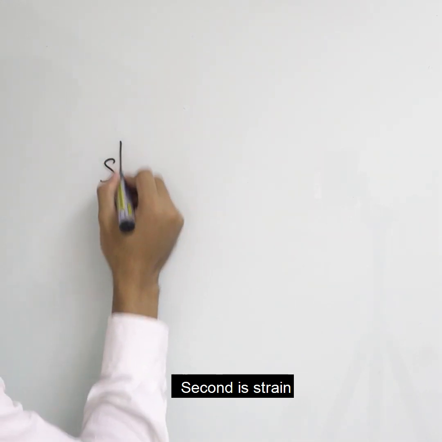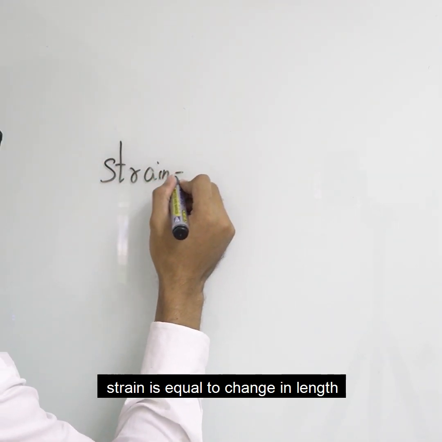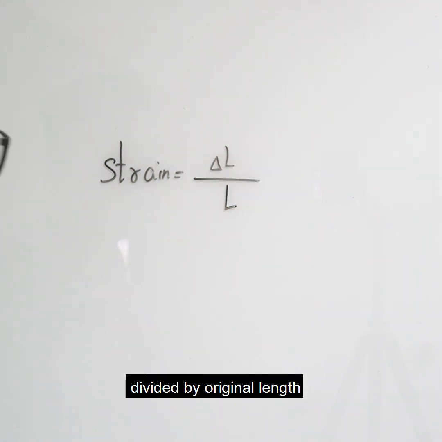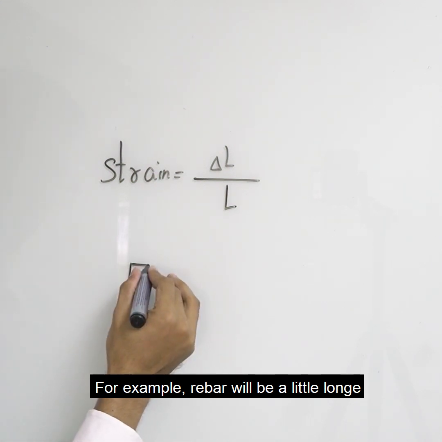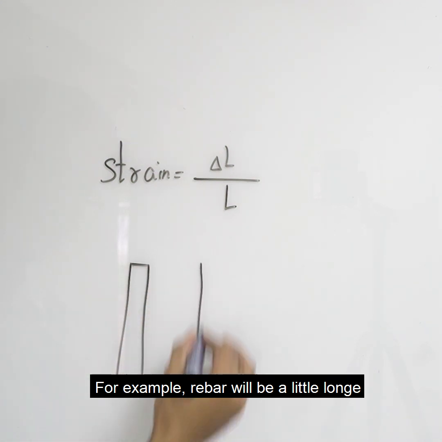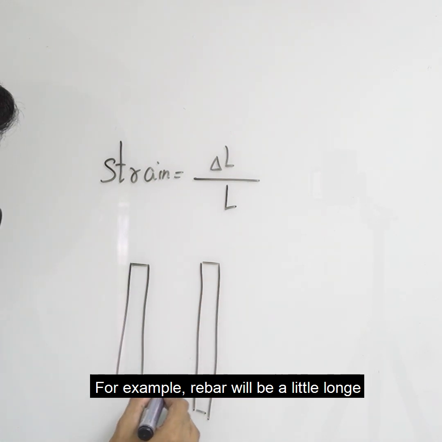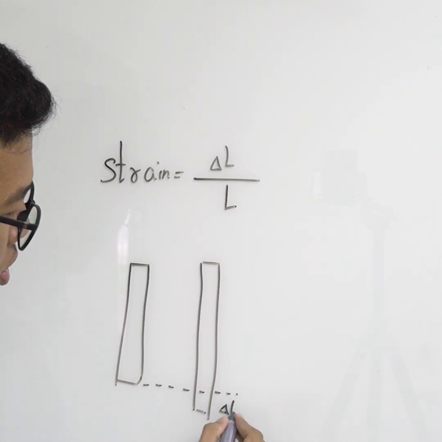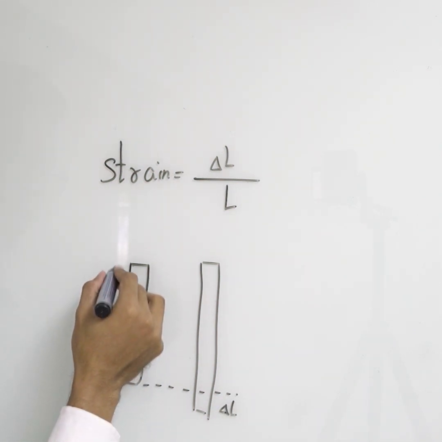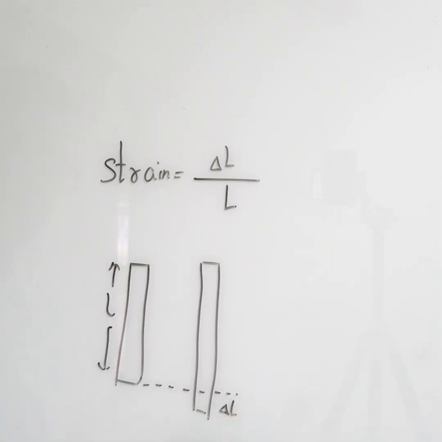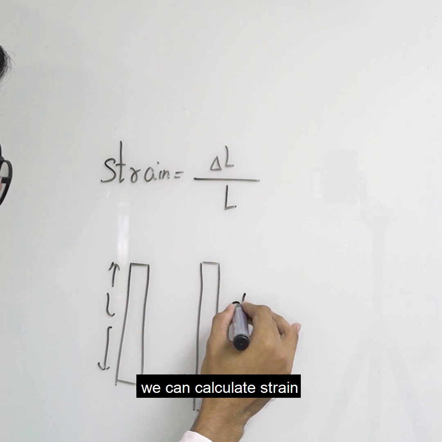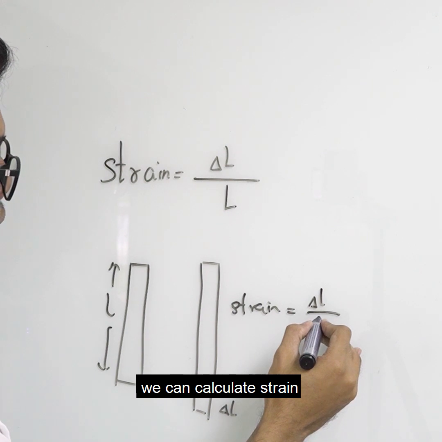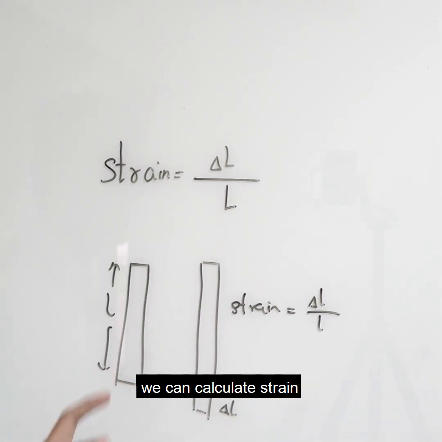The second is strain. So the strain will be equal to change in length divided by original length. For example, if this rebar is pulled, it will be a little longer. By this we can call change in length. So this is original length. This is change in length. So if we want to calculate the strain, we calculate change in length divided by original length. In this way, we can get the amount of the strain.